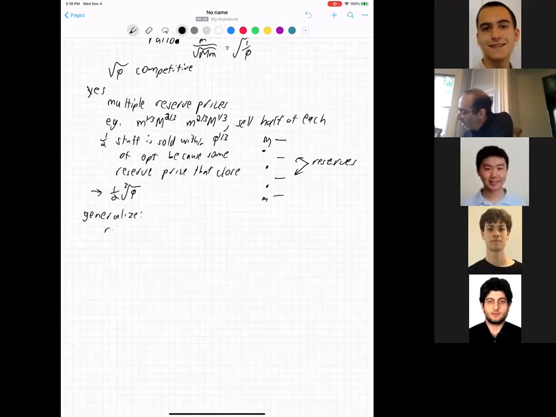Okay. What we do is we put reserves at little m, 2m, 4m, 8m, all the way up to big M. So there are log phi different reserves. We sell a 1/log phi fraction at each reserve price.